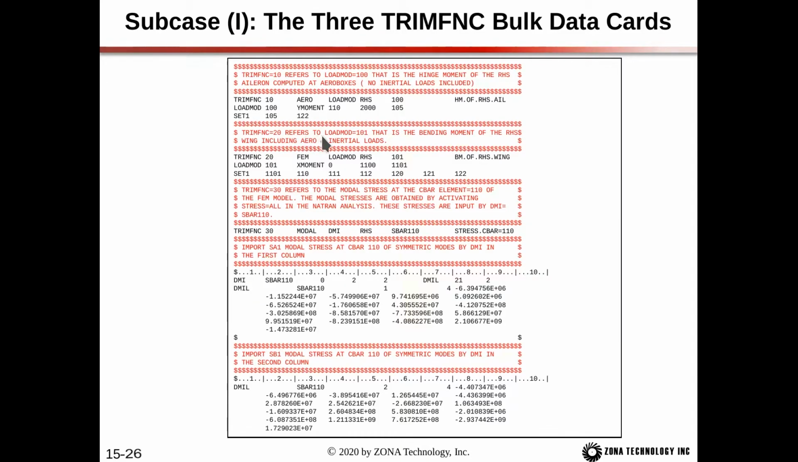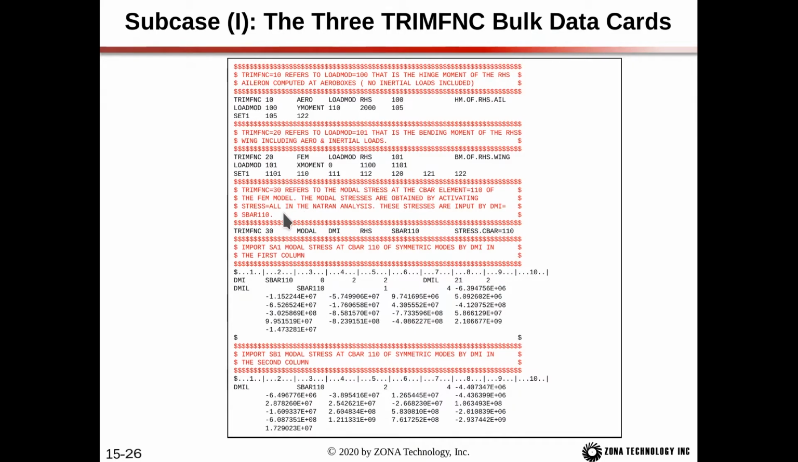Next, trim function 20 refers to load mod 101. That's the bending moment of the right-hand side wing, including both the aerodynamic and the inertial loads. So the trim function type is FEM, which includes both inertial loads and aerodynamic loads, referring to the load mod card here. And so this load mod card refers to this set 1 defining these grid points. So we're including the inertia of these grid points and the aerodynamic boxes to define the right-hand side wing.